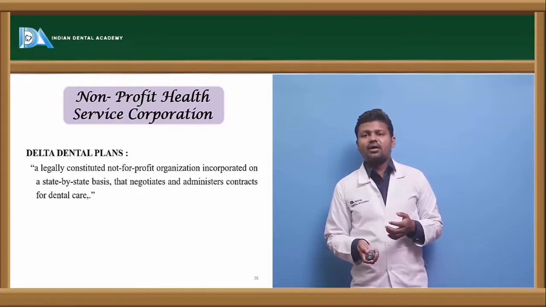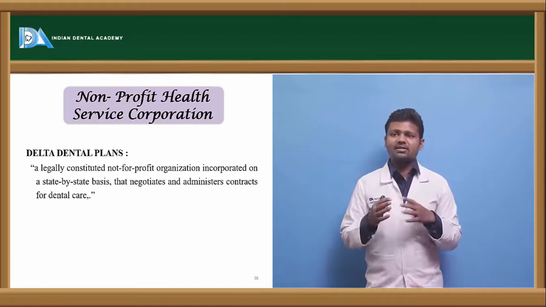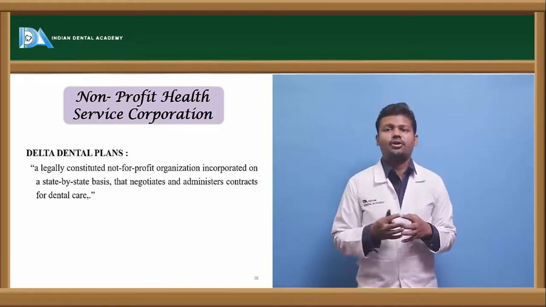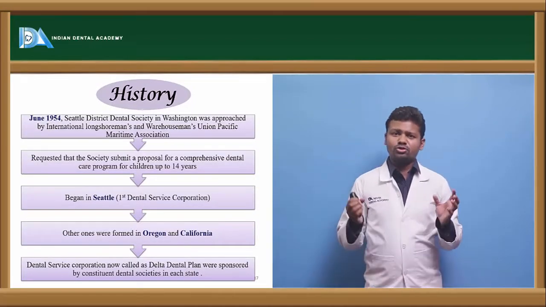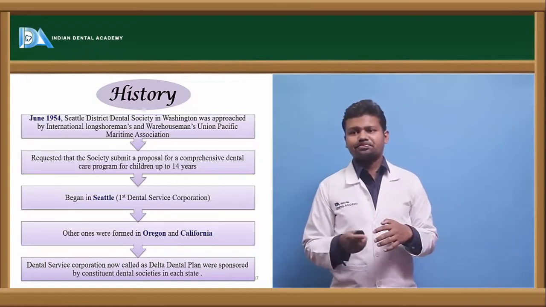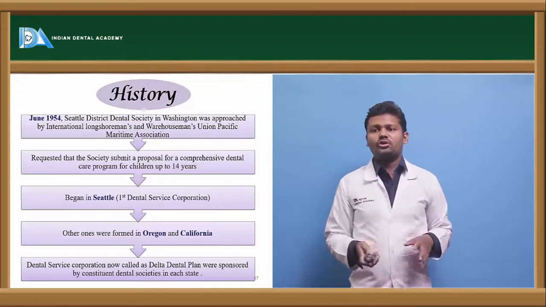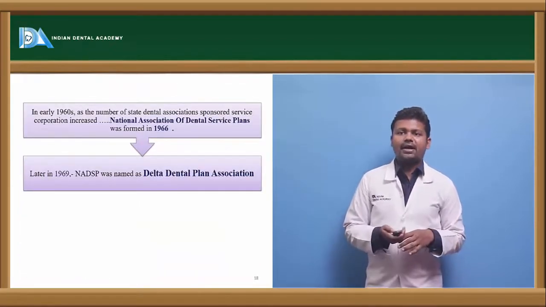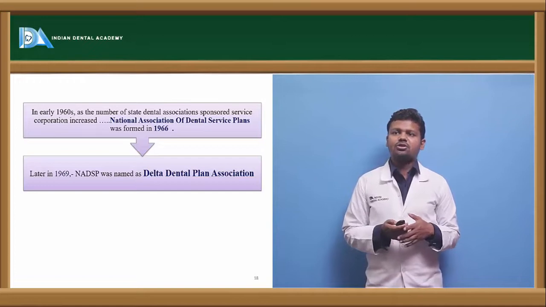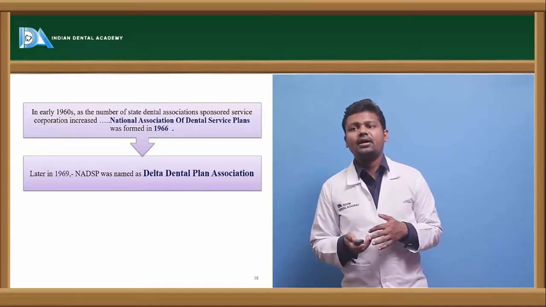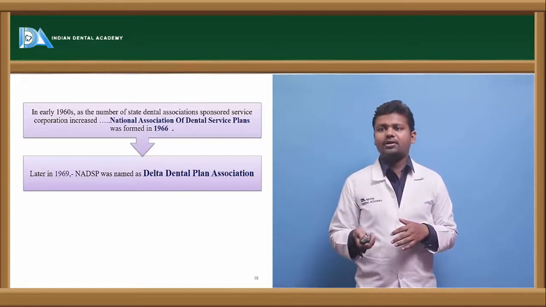We'll discuss Delta Dental Plan in detail. It is a legally constituted non-profit organization, incorporated on a state basis, that negotiates and administers contracts toward dental care. It started in the Seattle district, where a few societies collaborated and asked for the Dental Services Corporation, now called Delta Dental, sponsored by constituent dental societies in each state. In the 1960s, as the number of dental association sponsored services corporations increased, the National Association of Dental Services Plans was formed in 1966. Later, from NADSP, it was named the Delta Dental Plan Association.